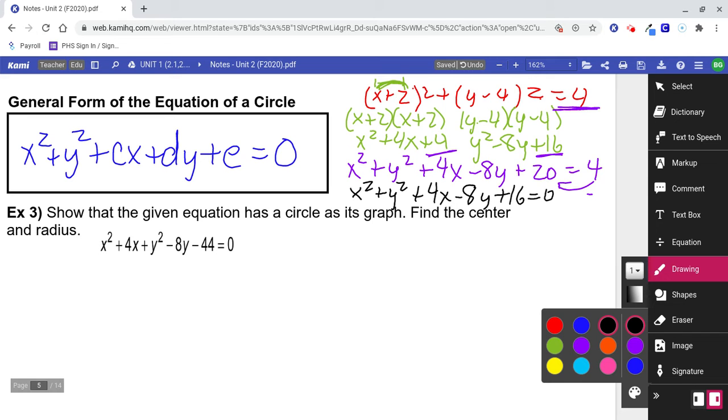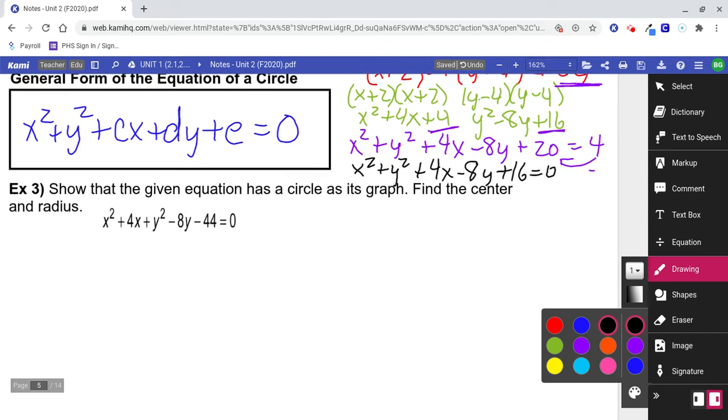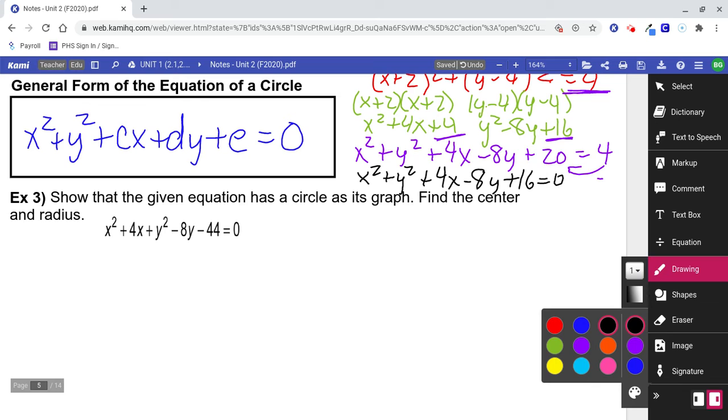Okay. I think the harder thing to do for most people is to go the other way. Example 3 says, here's an equation in general form. I want the formula in center radius form. Okay. I want to find the center and radius. If you want the center and radius, you put it in center radius form, and you can see it. Okay. So show that the given equation has a circle as its graph. Find the center and radius. Basically, they're telling you to put it in center radius form.